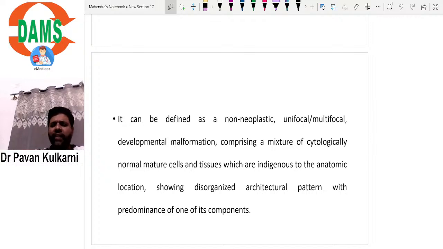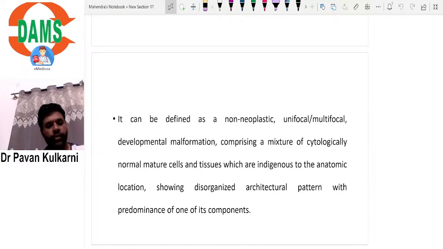It can be defined as non-neoplastic, unifocal or multifocal. What do you mean by that? It can be either a single lesion or multiple lesions. Developmental malformation. It is developmental, that means an abnormality. Comprising a mixture of cytologically normal mature cells. The word is important here. A hamartoma is not made of any abnormal cell. It is made up of normal cells.